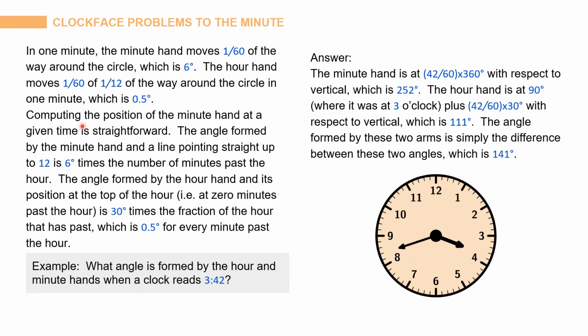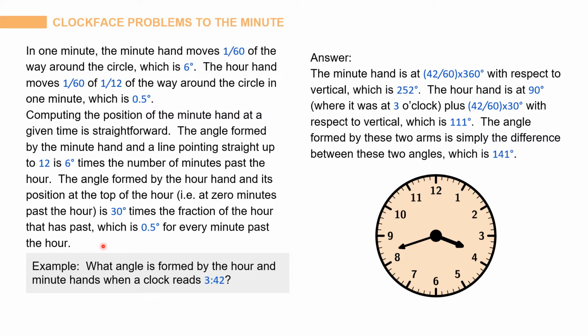Computing the position of the minute hand at a given time is straightforward. The angle formed by the minute hand and the line pointing straight up to 12 is 6 degrees times the number of minutes past the hour. The angle formed by the hour hand and its position at the top of the hour, that is, at 0 minutes past the hour, is 30 degrees times the fraction of the hour that has passed, which is a half degree for every minute past the hour.